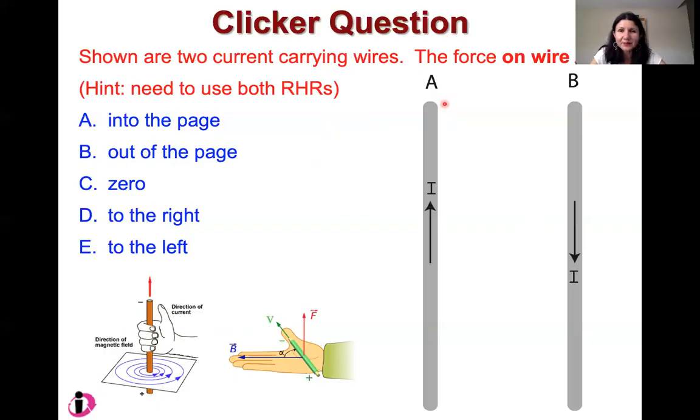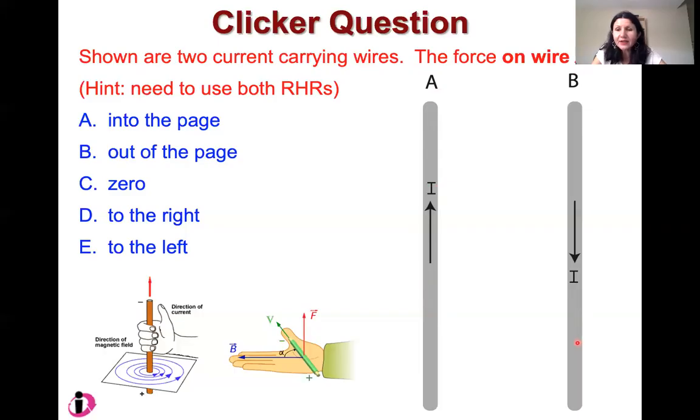So what did we learn? So we learned that current generates magnetic fields, and then charges feel those magnetic fields. So what you have to think about is this. We're focusing on wire A. It could feel a force because there are charges that are moving, and we know that moving charges feel forces in magnetic fields. Is there a magnetic field here? Well, yes, because this wire B generates a magnetic field.